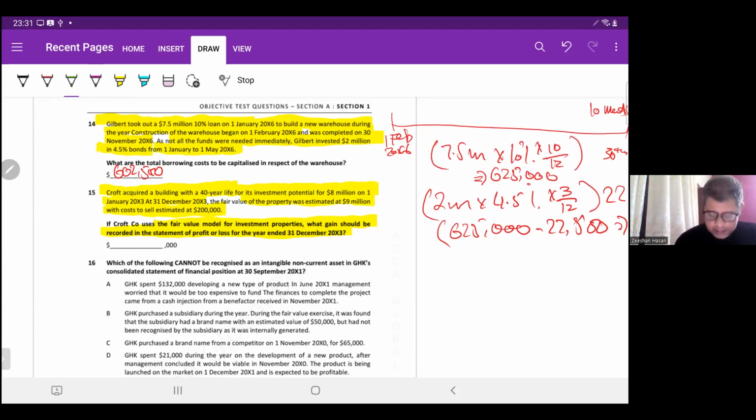So we say that 9 million minus 8 million, that is 1 million, is taken to the statement of profit or loss. Cost to sell is ignored, and since Croft uses the fair value model, no depreciation will be charged on the building, so it's 1 million.